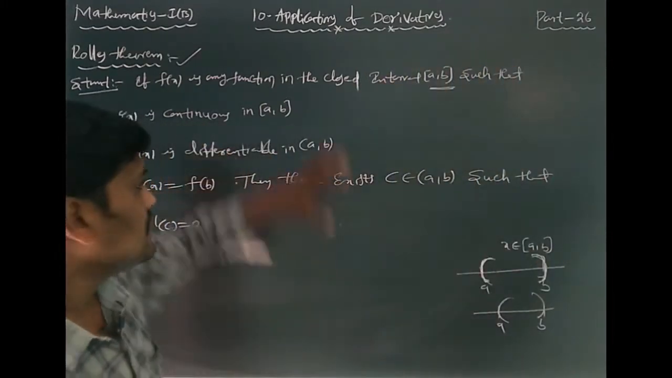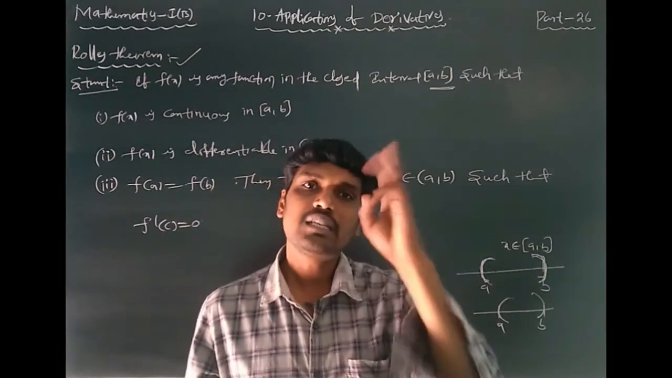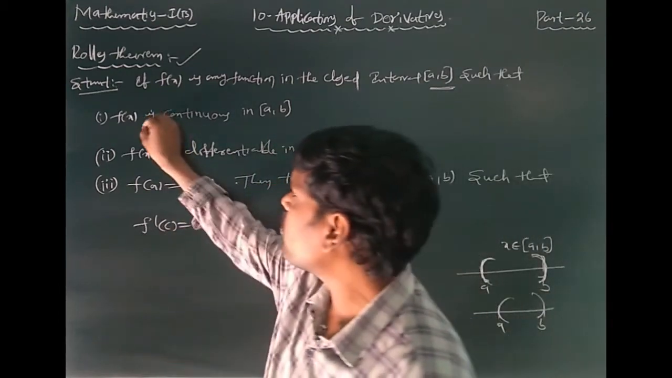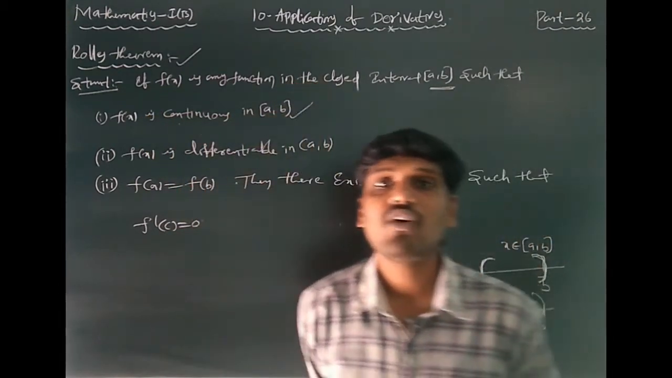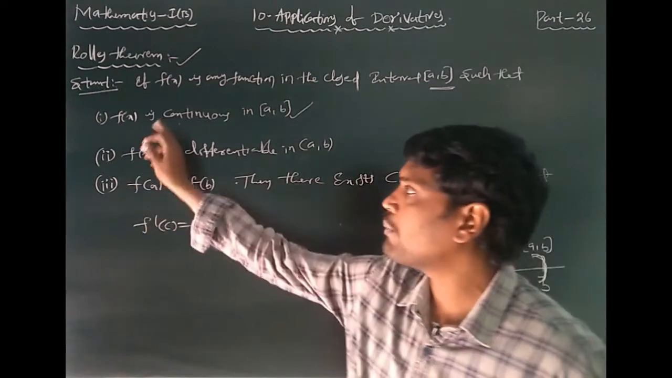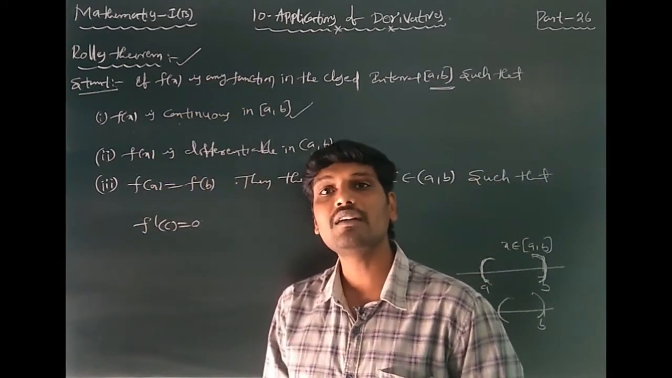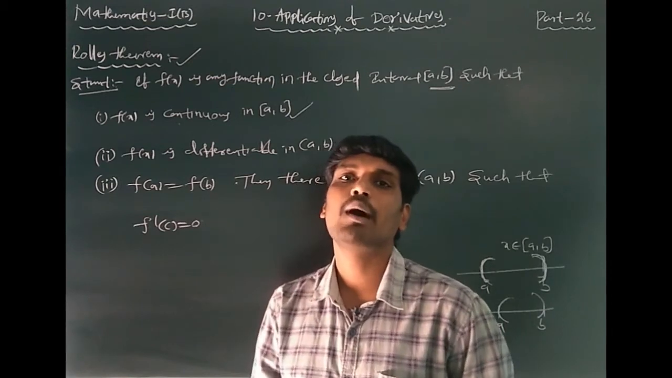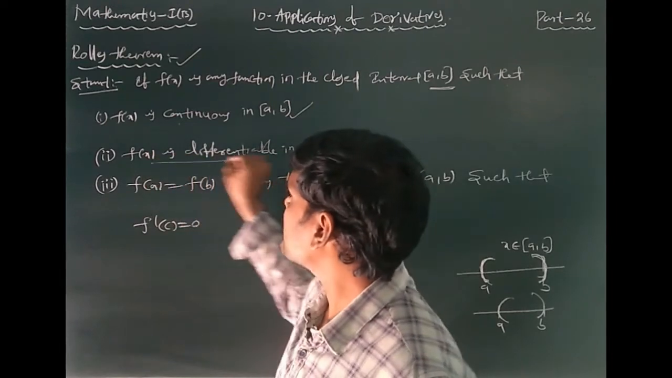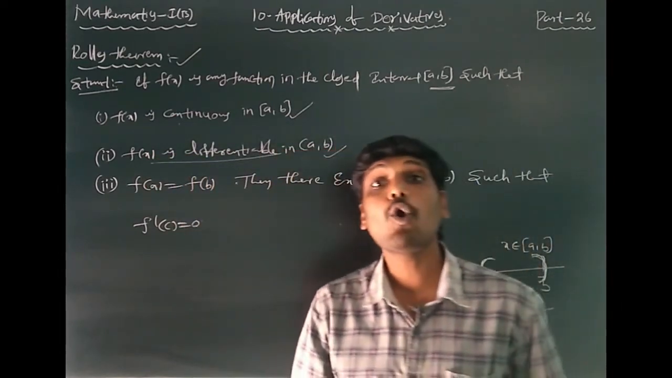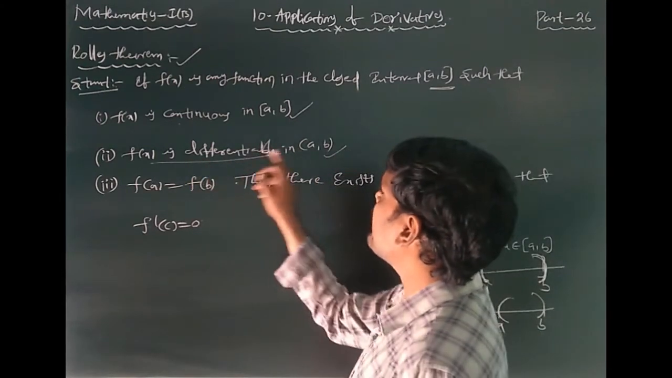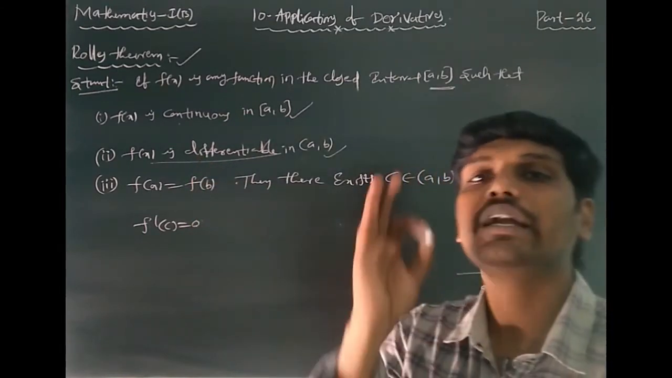Such that this Rolle's theorem must satisfy 3 conditions. Rolle's theorem has how many conditions? The statement has 3 conditions. One is f of x is continuous. f of x is continuous in the closed interval a comma b. This is the first condition. The f of x function must be continuous in the closed interval a comma b. What is the second condition? Second condition, f of x is differentiable in the open interval a comma b. In this open interval a comma b, f of x is differentiable.